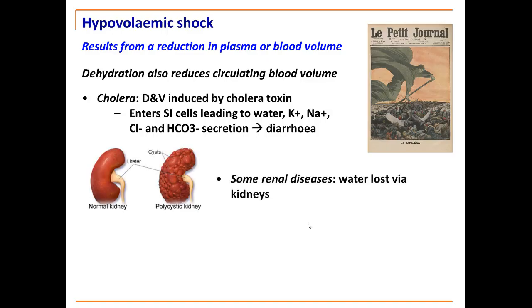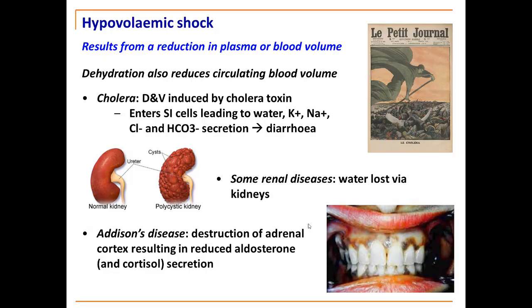Some renal diseases lead to a significant water loss via the kidneys, and you'll cover that later when we talk about kidney disease. And then we've got Addison's disease, and this is where there's autoimmune destruction of the adrenal cortex. And if it's significant enough, it can lead to reductions in aldosterone and cortisol secretion. And of course, if you have a reduction in aldosterone secretion, you're not able to reabsorb your sodium as well, and therefore you're not able to reabsorb your water as well. And that can obviously lead to hypovolemia and hypotension.